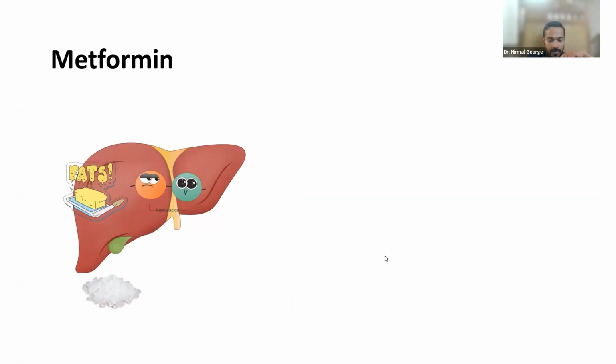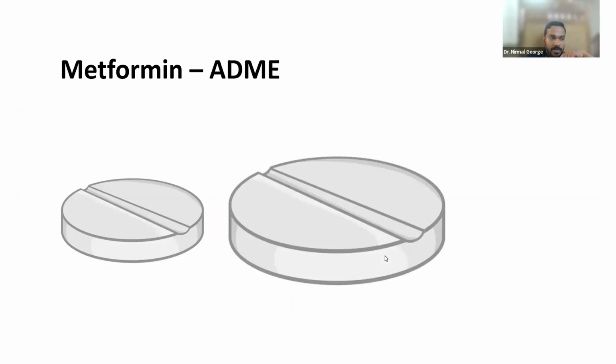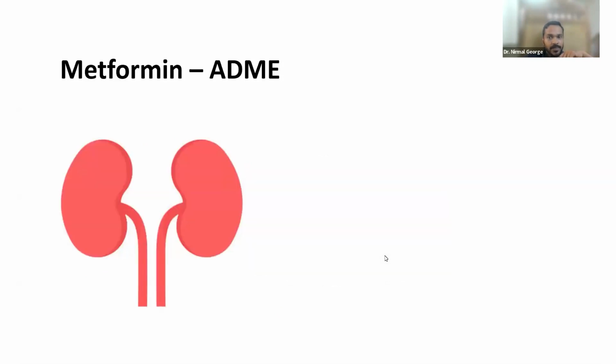So if somebody is asking you what is the mechanism of action of metformin, you should say that it inhibits hepatic gluconeogenesis. Metformin is available in variable doses. It can be used from 500 milligrams per day to 2000 milligrams per day, as an oral formulation. It has got decent bioavailability, 70 to 80%, and metformin is eliminated primarily by the kidney. So it should be used very cautiously in patients who are having end-stage renal disease. It should be ideally avoided.